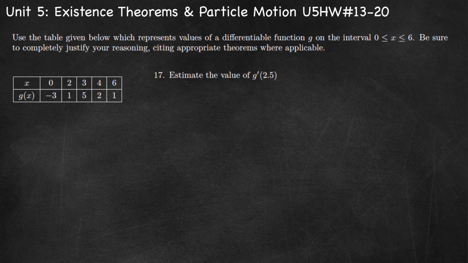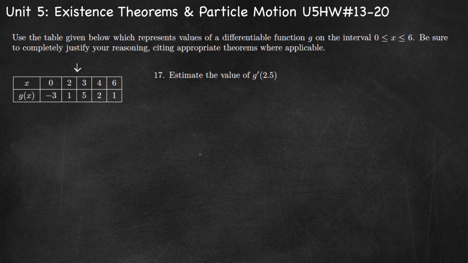And for our last set of problems, we're going to use the table given here, which represents values of a differentiable function g on the interval from 0 to 6. Number 17 asks us to estimate the value of g prime of 2.5. So 2.5 falls in between 2 and 3.